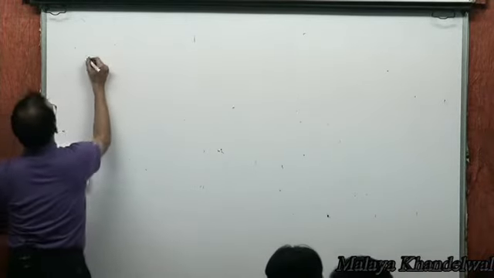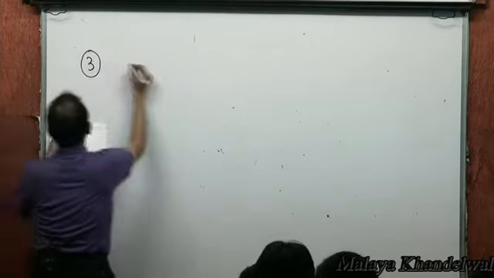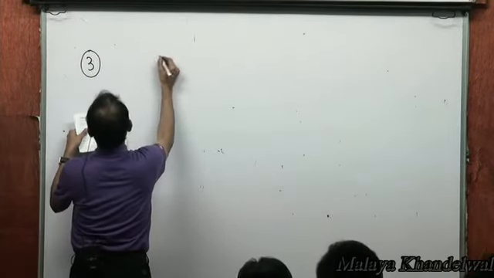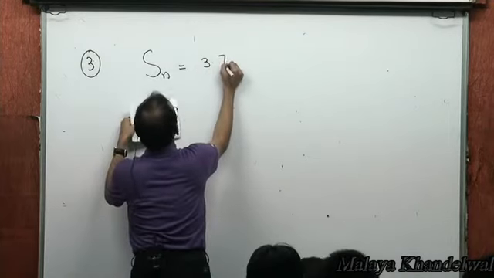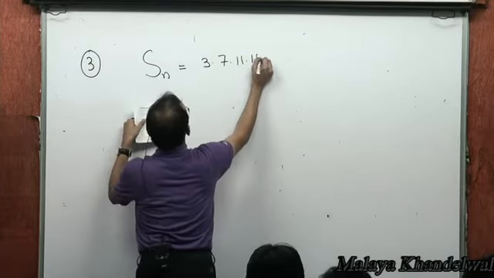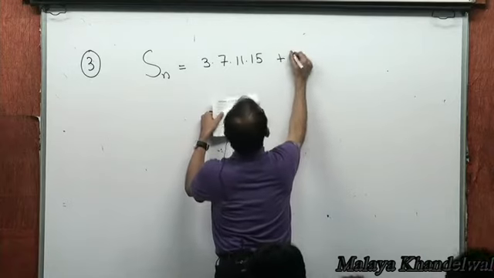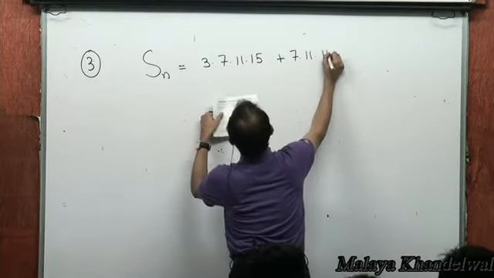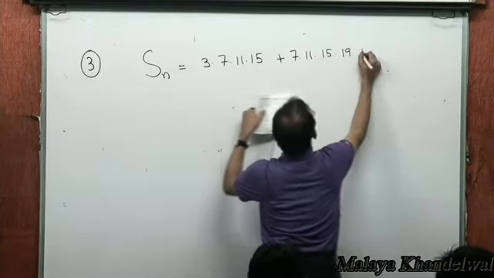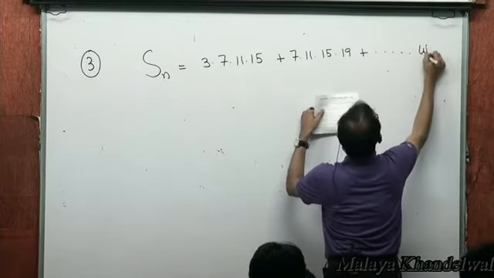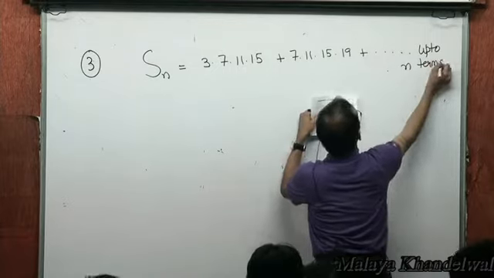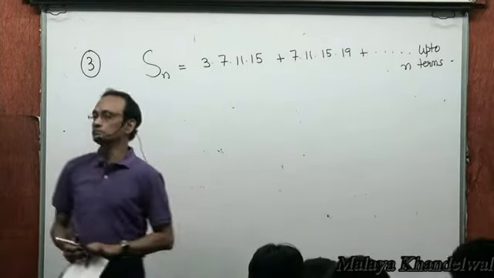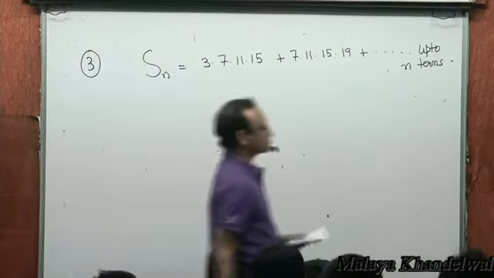In problem 3, we want to find the sum up to n terms of the following: 3 into 7 into 11 into 15 plus 7 into 11 into 15 into 19, up to n terms. Right? Okay.